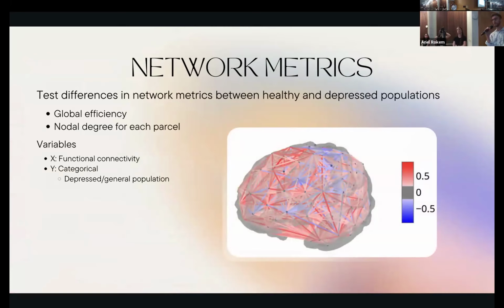In addition to that analysis, we were interested in calculating network metrics for both populations to see if we could characterize differences between depressed populations and general populations using these metrics. So we were interested in global efficiency and nodal degree for each parcel. And like Andrea mentioned, we're using the Schaefer parcellations, there are 400 parcels. The variable we were interested in was functional connectivity as our independent variable, and the categorical outcome, which was included in the data set, was whether the participant was part of the depressed cohort or from the general population. I'll have more to say on that in just a moment. Just a side note, this was created using Nilearn, so that was another thing I learned.